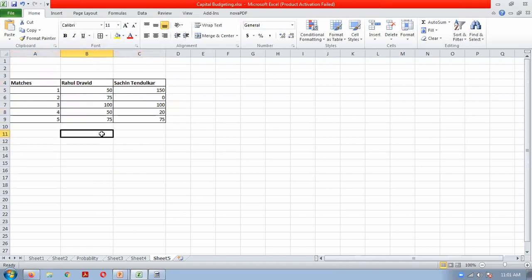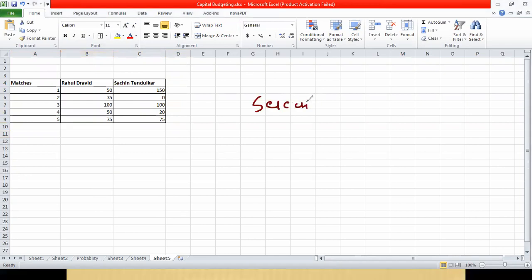Now there is a selection committee. The selection committee wants to select one of the players for an upcoming match. Now how can they do the selection? Two players' score charts are there. Out of this, one player has to be selected. Now how can you do the selection?